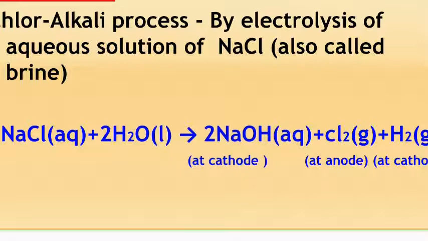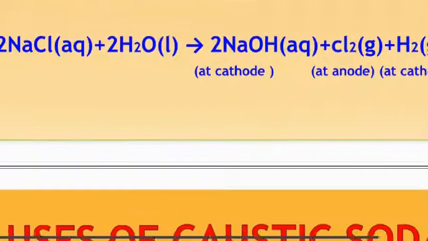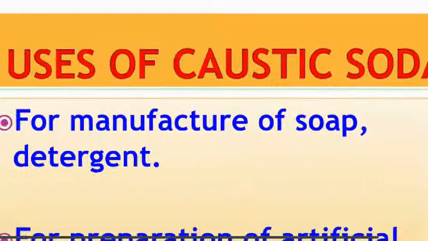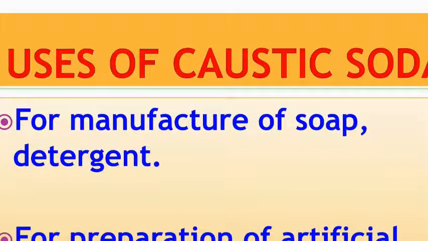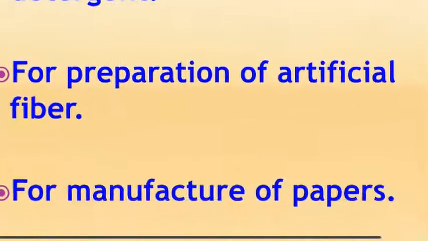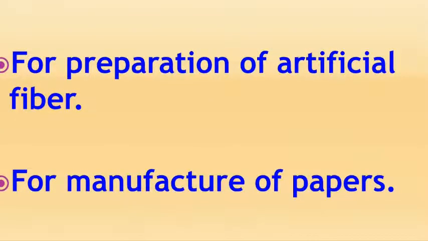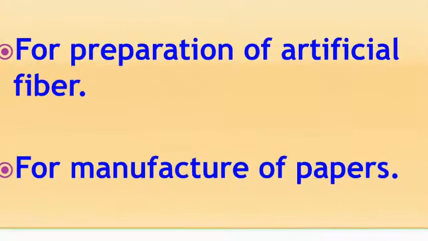Now we move to the uses. If it is being prepared, it must be used somewhere. So we move to our next slide, that is uses of caustic soda. You know caustic soda is the same as NaOH. Now NaOH is used for the manufacture of soap and detergent. Then it is used for the preparation of artificial fibers, and for the manufacture of paper.